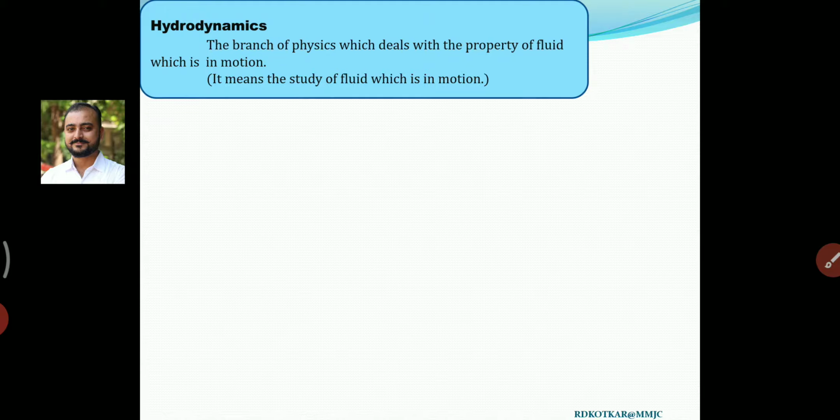Till the previous lectures in this chapter we studied hydrostatics, meaning all the phenomena associated with liquids at rest. But from this video we are going to study phenomena related to the branch hydrodynamics. So what is hydrodynamics? That is the branch of physics which deals with the study of the properties of a fluid which is in motion.